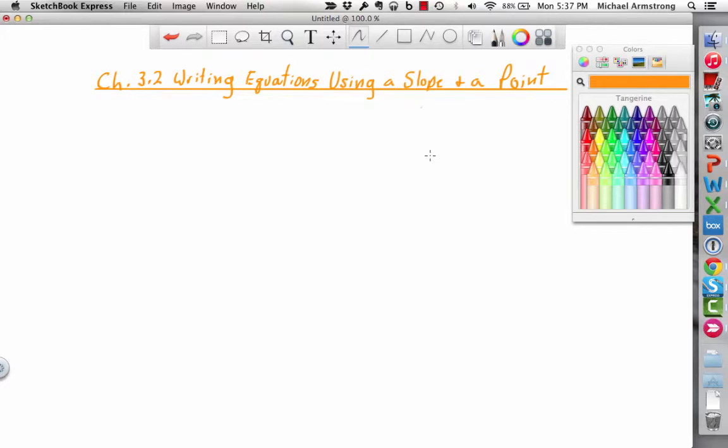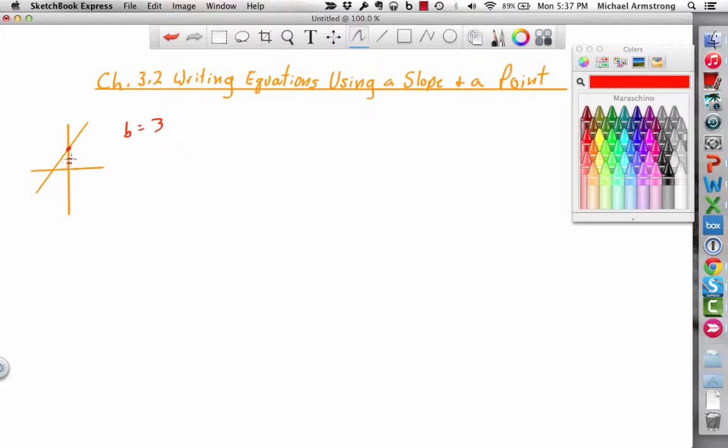Okay, chapter 3.2 is writing equations using a slope and a point. Okay, so the last section we had a graph and we looked at the graph and we found the slope and we found the y-intercept and we created an equation using that. So if we had an equation like this, we looked for the y-intercept. We might have noticed that that was up at 3.